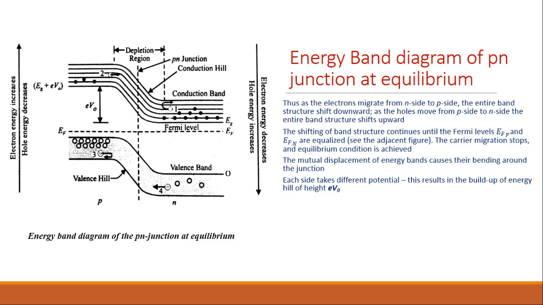Similarly, you can see that after the bending of bands, the hole from P region, which is a majority carrier, so the migration of hole would be known as the diffusion of the carriers. This migration of hole stops because it also faces a hill in its path and cannot climb this hill. Please remember that the energy of holes increases downwards. So, this hole, which is marked by number 3, faces a hill in its path and cannot go into the valence band of N region.